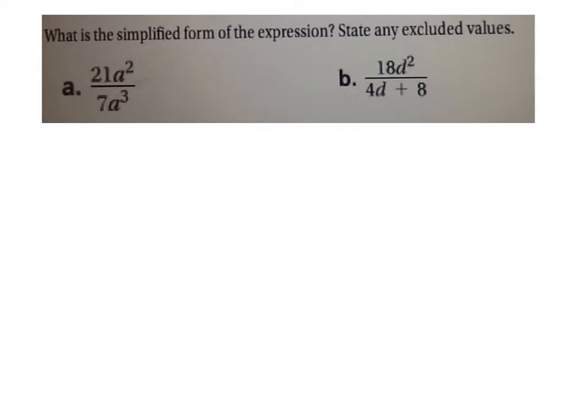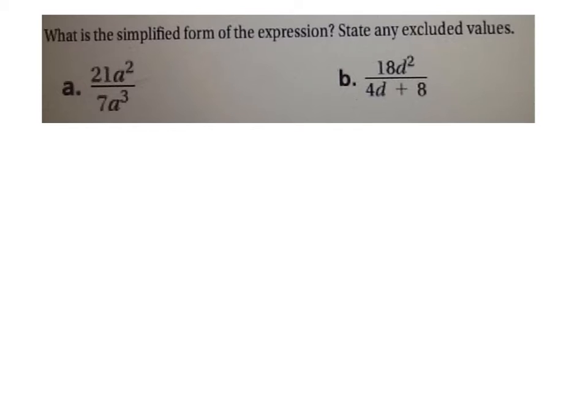All right, a couple more examples here. Okay, so for A, 21a squared is on top, 7a to the third is on the bottom. Essentially, this is a rational expression, but really this takes us just back to when we talked about simplifying with exponents. Okay, we have a 21 on top, a 7 on the bottom.